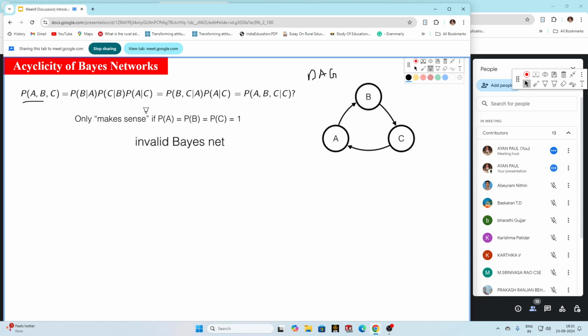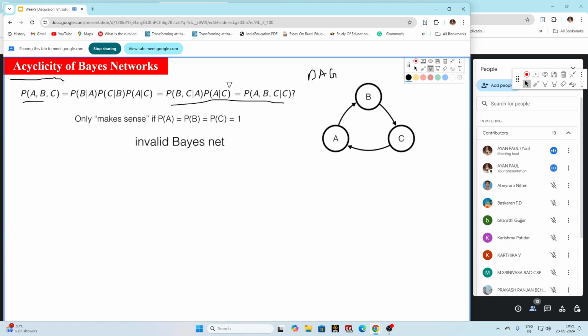Now probability of A given C, because C is the parent of A. Now this does not make sense. This only makes sense if the probability is 1 for all, because this is the problem of cyclicity.